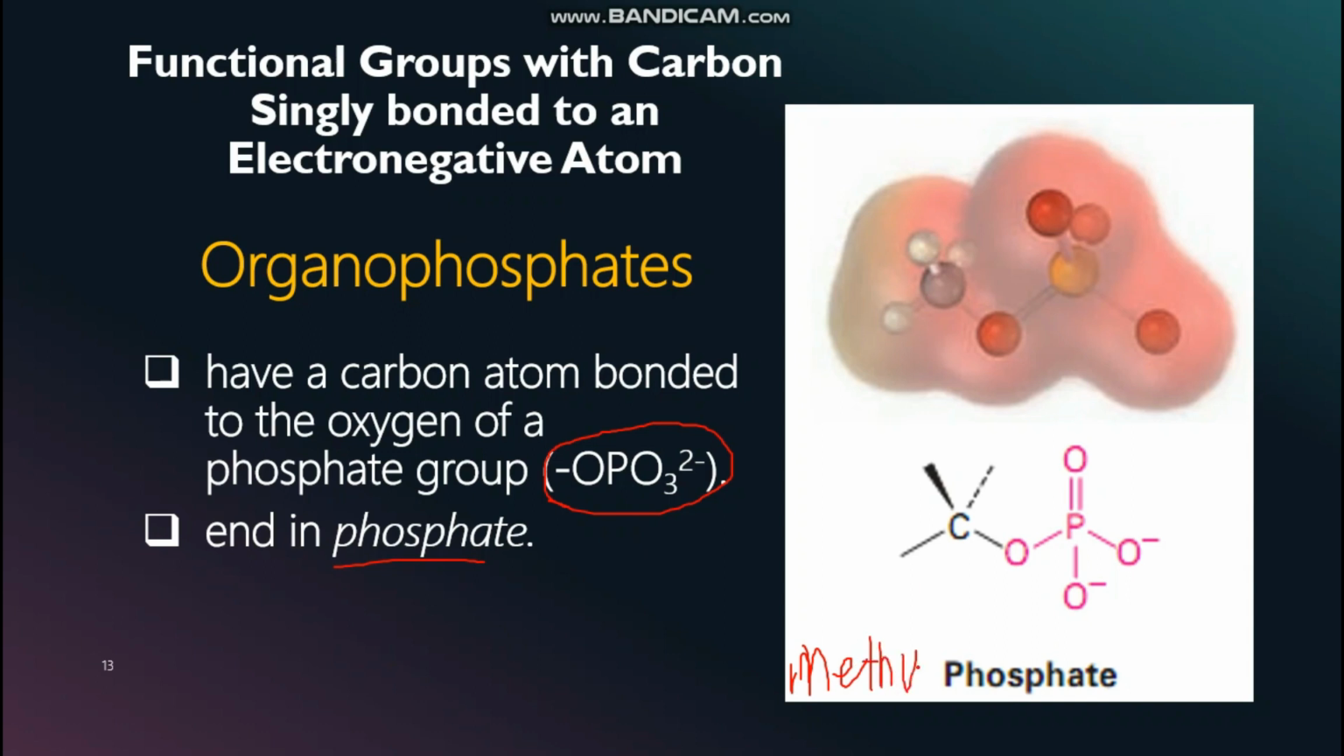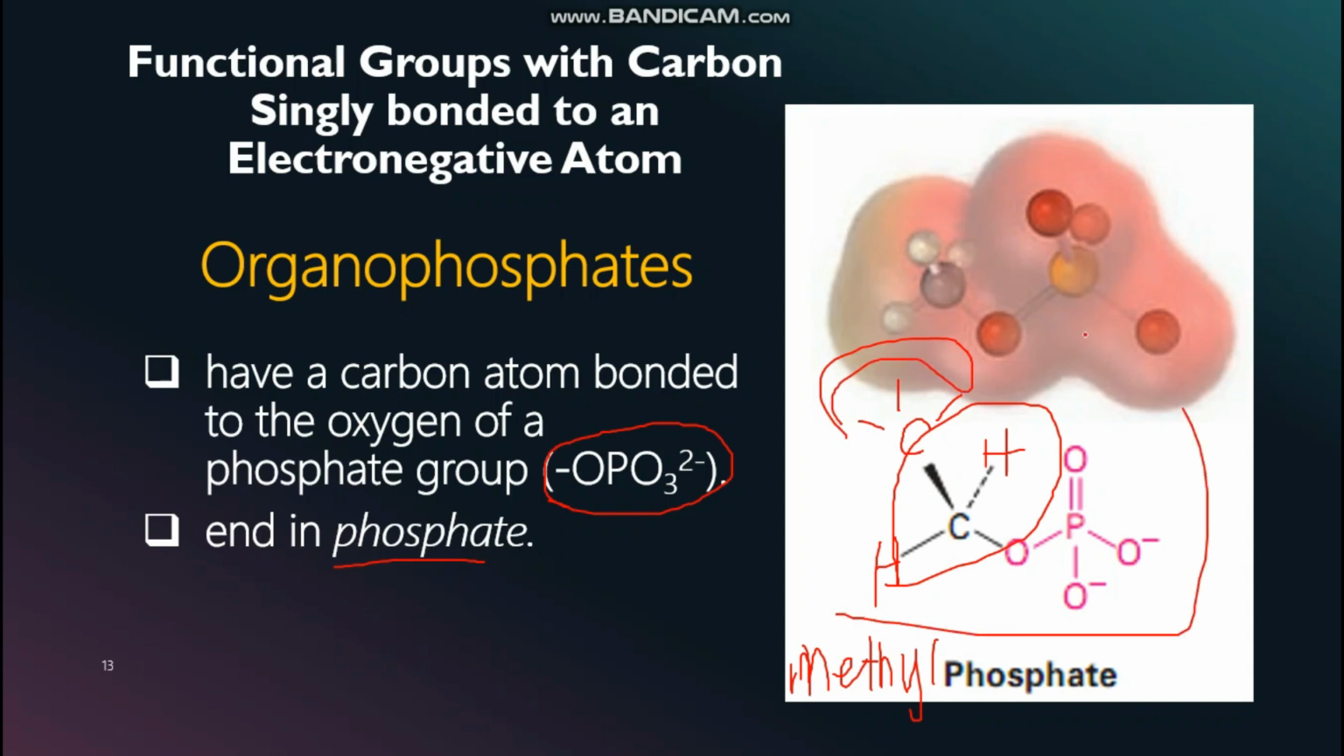Methyl phosphate, since meron siyang isang methyl group. Meron din tayong tinatawag na ethyl phosphate. So if this one has another carbon here and hydrogen over here, that's ethyl phosphate kung ganito yung form. So as you can see, organophosphates ay nag-exist even it is only bonded with one carbon.